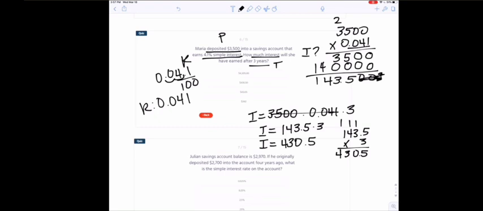So this is 430.5, which is $430.50 in money, in currency, okay? So there we go. That's number 6.